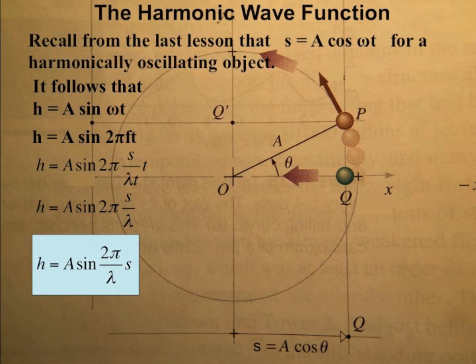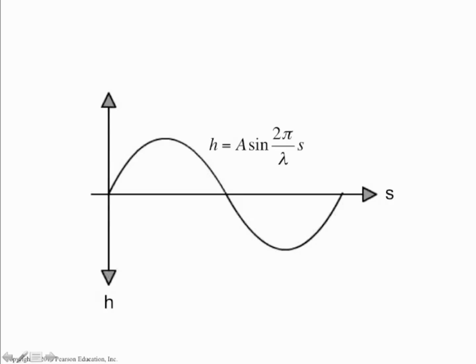This is the wave function, and this tells us the height of a wave when it is a horizontal distance s away from the origin. All right, I'll say that one more time. The h tells us the height of the wave when it's a horizontal distance s from the origin. We won't have an example problem in this video using this equation, but there will be something in the classwork that uses this equation. And here's a simple graph of the standard harmonic wave equation.